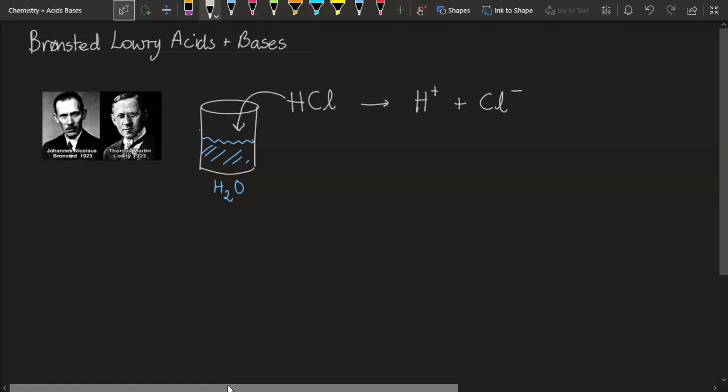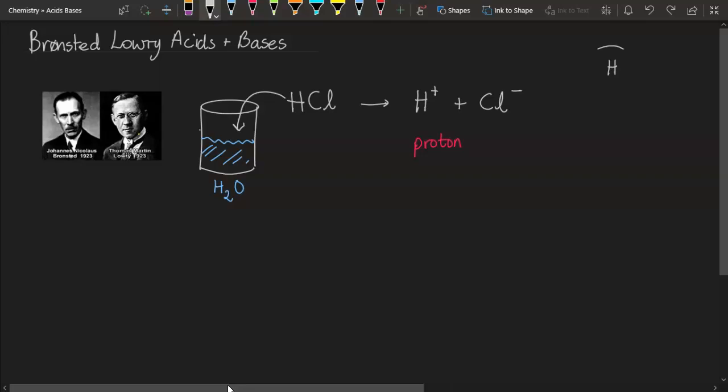Something about this H plus ion. First of all, we're going to start calling this a proton. And the reason why we call it a proton is if you look at standard hydrogen as an atom.